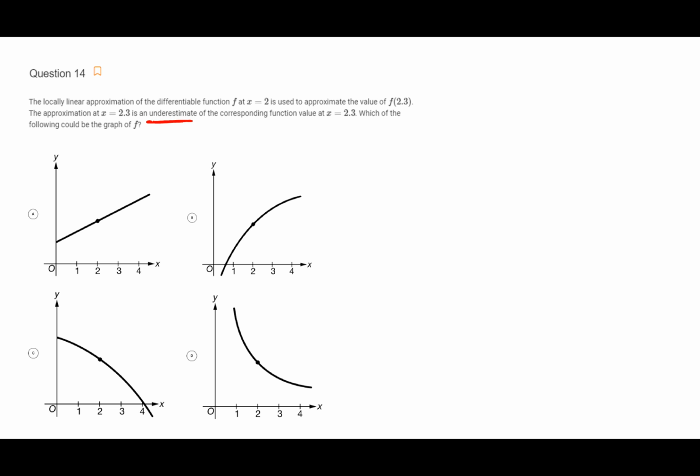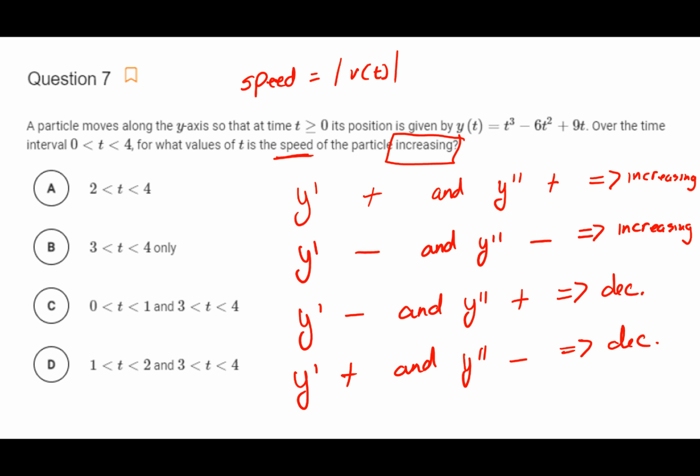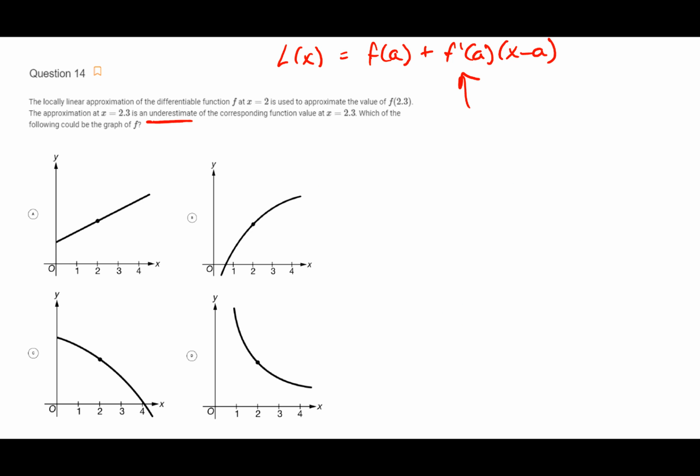Local linearization, remember, was L of x equals f of a plus f prime of a times x minus a. So we're working with a derivative, the slope of a tangent line. If we look at A, I can see my tangent line would be right on this black line. It'd be the exact same, so it wouldn't even be an estimate, it'd be exact.